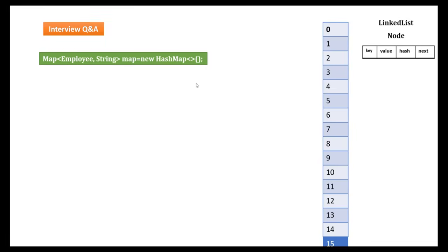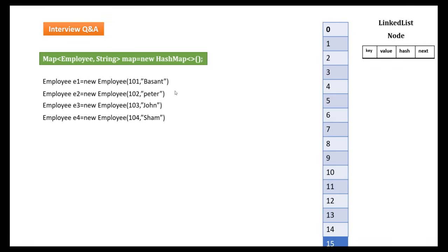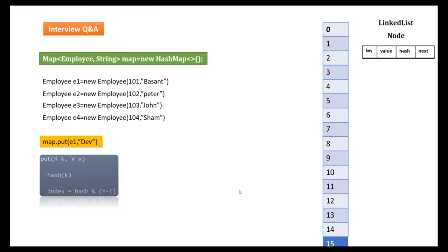Fine. We created the map object. Now let's create a few employee objects to store in the map. So I created here 4 employee objects. Now when I call map.put(e1, some string value), e1 is nothing but my employee 1 object. Now how will your HashMap identify where you need to keep this entry between 0 to 15, right?